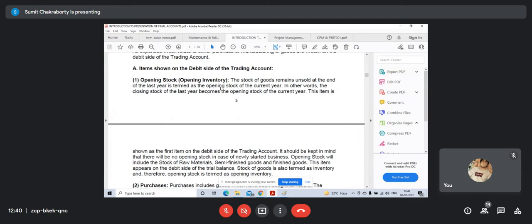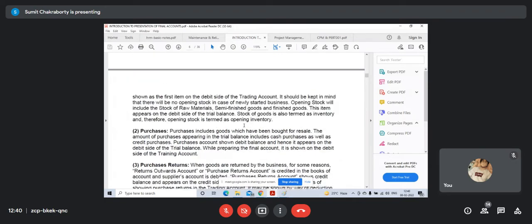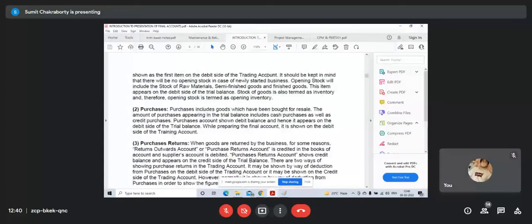Opening stock, opening inventory: the stock of goods remaining unsold at the end of the last year is termed the opening stock of the current year. In other words, the closing stock of the last year becomes the opening stock of the current year. The item is shown as the first item on the debit side of the trading account. It should be kept in mind that there will be no opening stock in case of a newly started business. Opening stock will include the stock of raw materials, semi-finished goods, and finished goods.